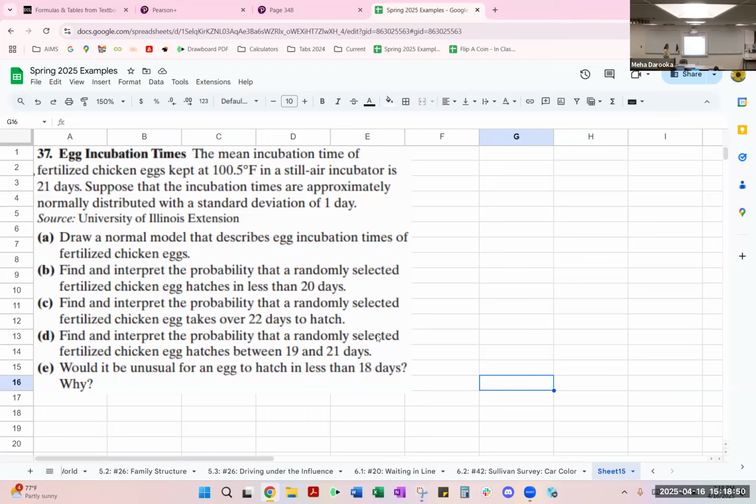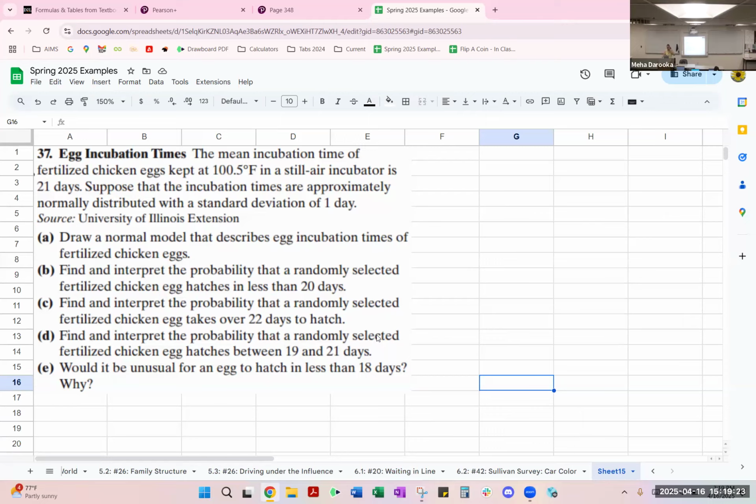So they're asking us to draw a normal model that describes egg incubation times of fertilized chicken eggs. Find and interpret the probability that a randomly selected fertilized egg hatches in less than 20 days. Find and interpret the probability that a randomly selected fertilized egg takes more than 22 days to hatch. And then the last one is between 19 and 21 days. Would it be unusual for an egg to hatch in less than 18 days?